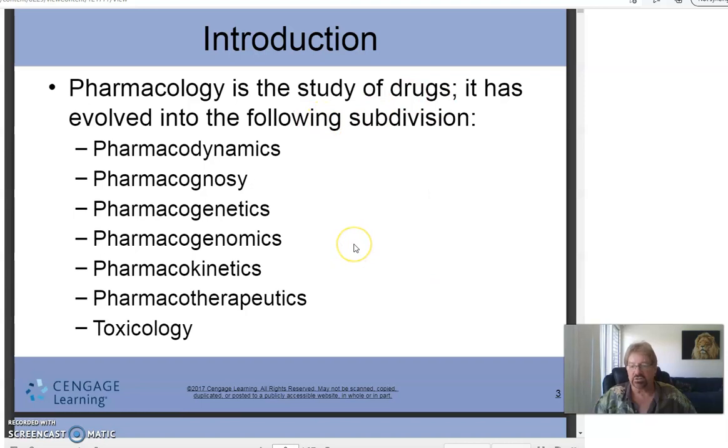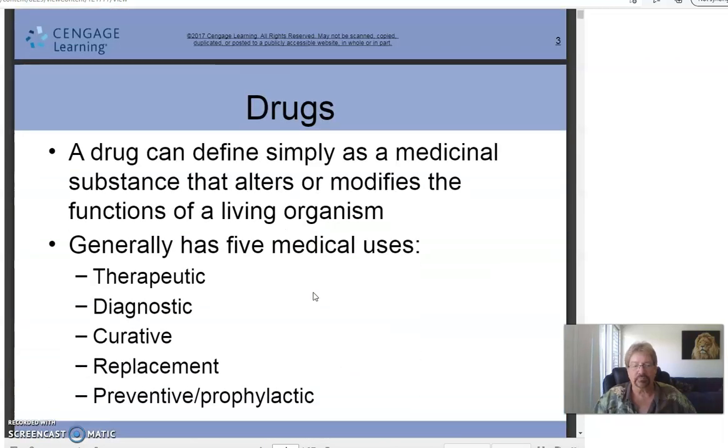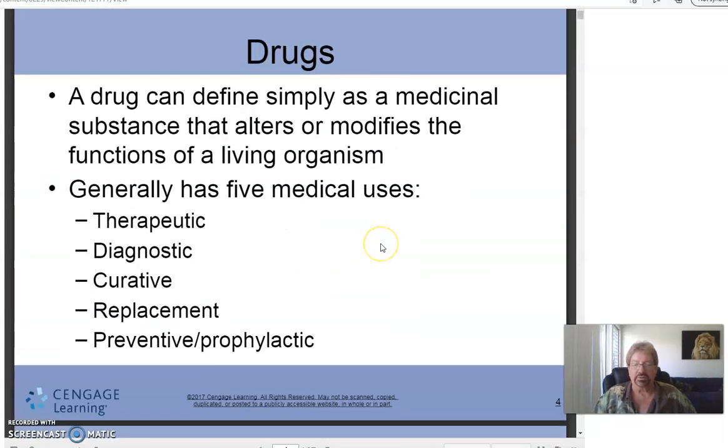Pharmacology is the study of drugs. It has evolved into the following subdivisions: pharmacodynamics, pharmacognosy, pharmacogenetics, pharmacoeconomics, pharmacokinetics, pharmacotherapeutics, and toxicology. A drug can simply be defined as a medicinal substance that alters or modifies the function of a living organism.